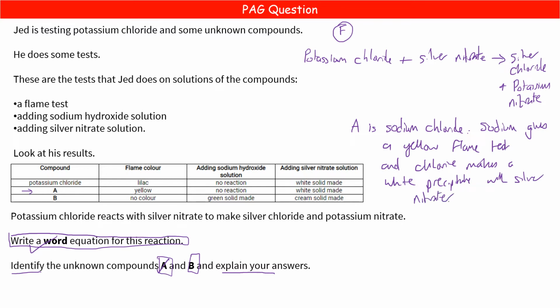So that's our first bit. We've identified A, we've explained A. Now we've got to do the same for B. So B has no colour with our flame test, so clearly that's not going to help us.